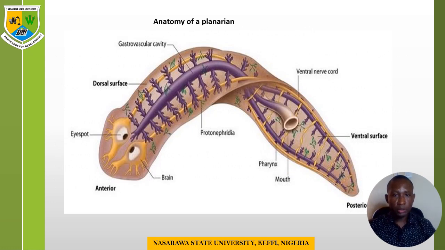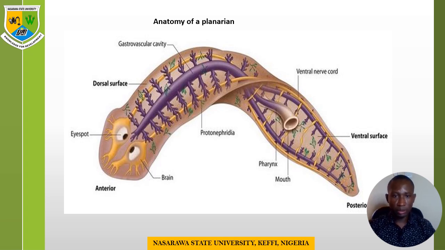This is a typical structure of a planaria, the anatomy of a planaria. At the anterior end, we could see the eye spot and the brain. While at the ventral surface, we could see the mouth at the ventral region towards the posterior end of the organism.